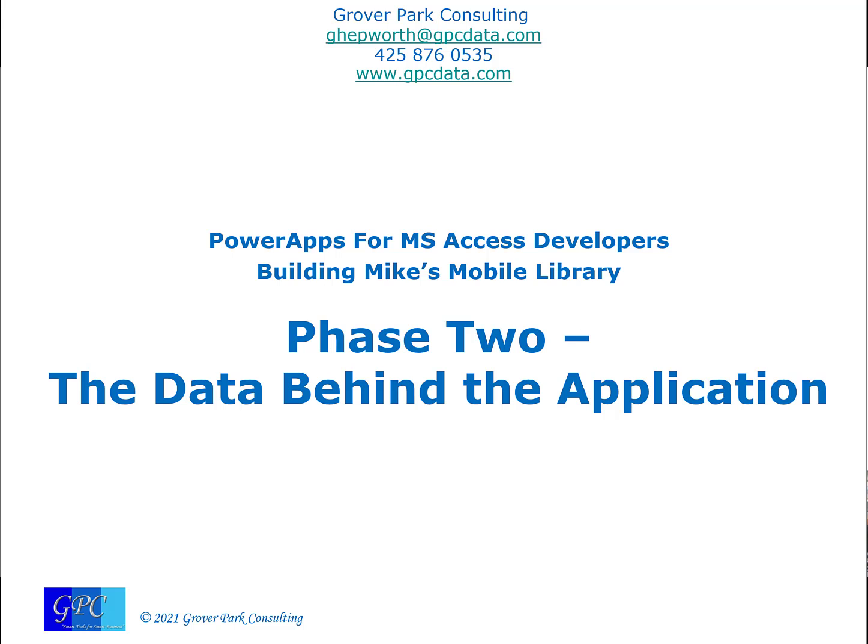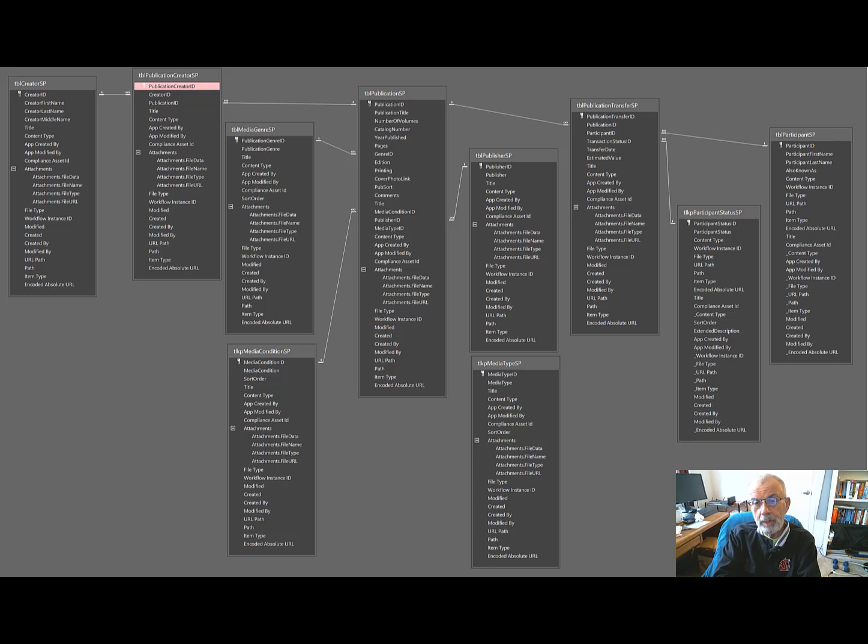Welcome back to our series on building Mike's Mobile Library. Mike's Mobile Library is a hybrid application with an interface in Microsoft Access on the Windows desktop and an interface in PowerApps running in the cloud. The database behind these two interfaces, the common database between these two interfaces, is a set of SharePoint lists.